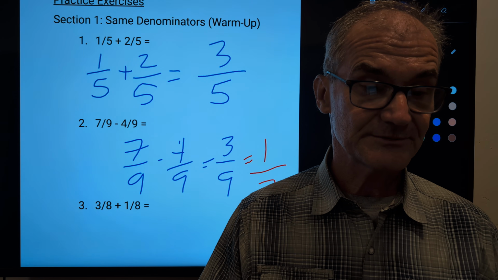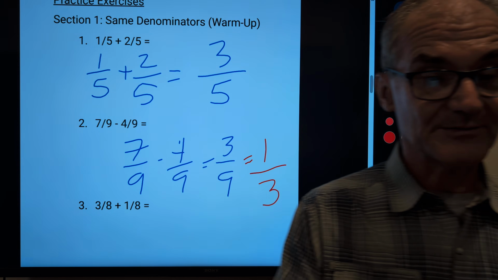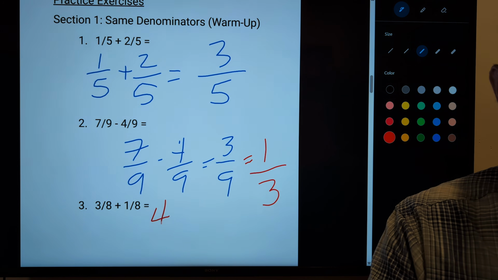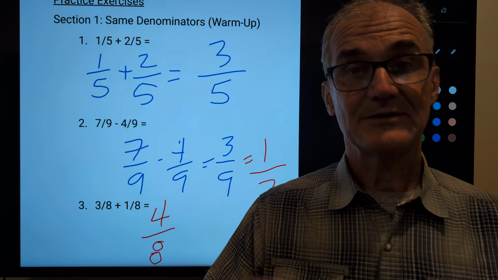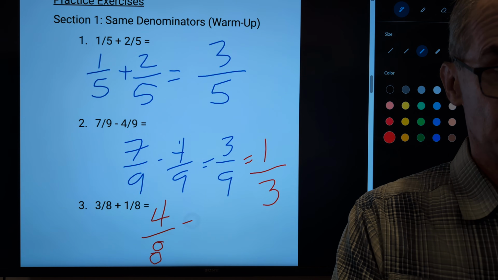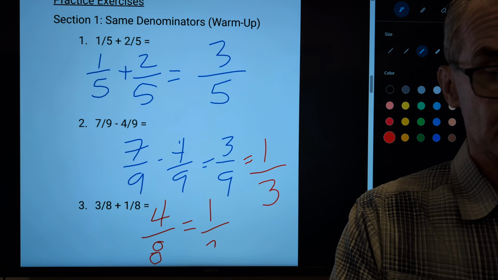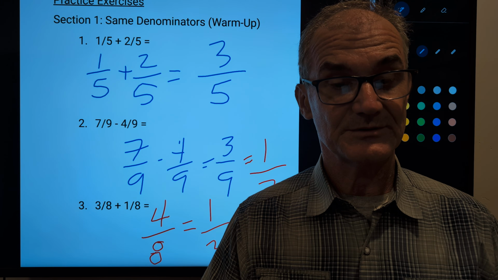Okay, number 3, I have that common denominator. I add across the top, 4. I keep that common denominator 8. Then I reduce. 4 goes into 4 1 time. 4 goes into 8 2 times, giving me 1/2.